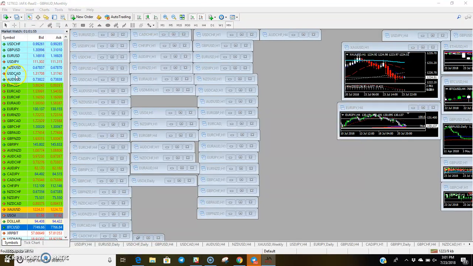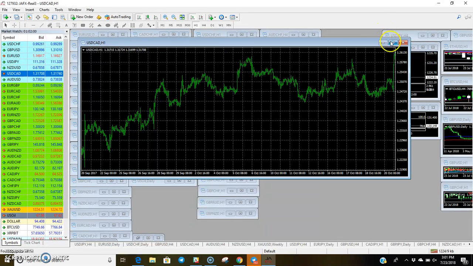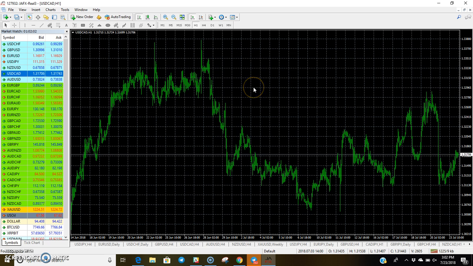So if you're trading USD CAD, and this is just a blank chart, we'll go ahead and get everything set up on here. If you're trading USD CAD, you're buying USD and selling CAD at the same time.